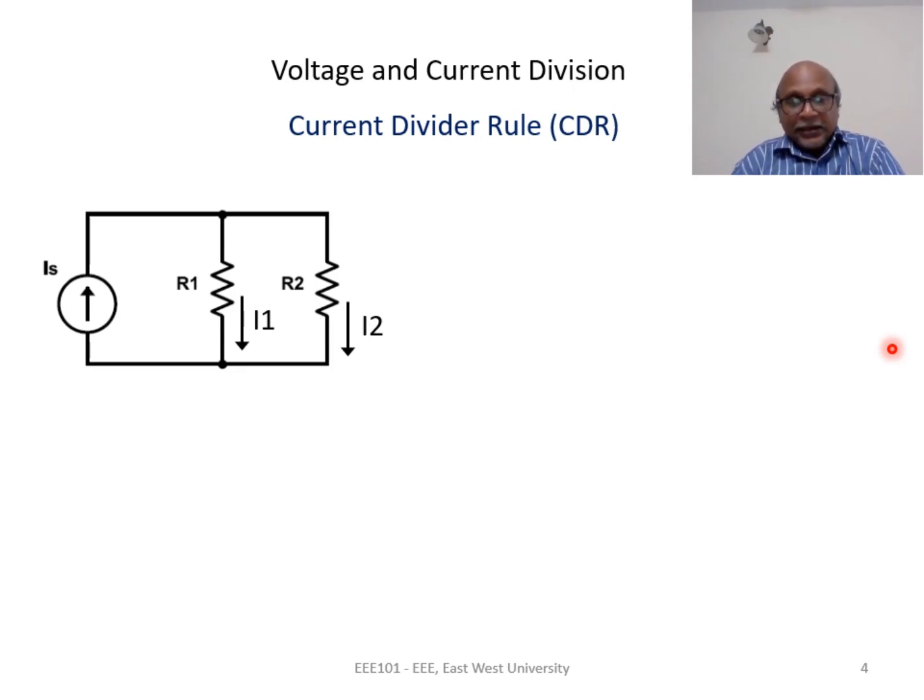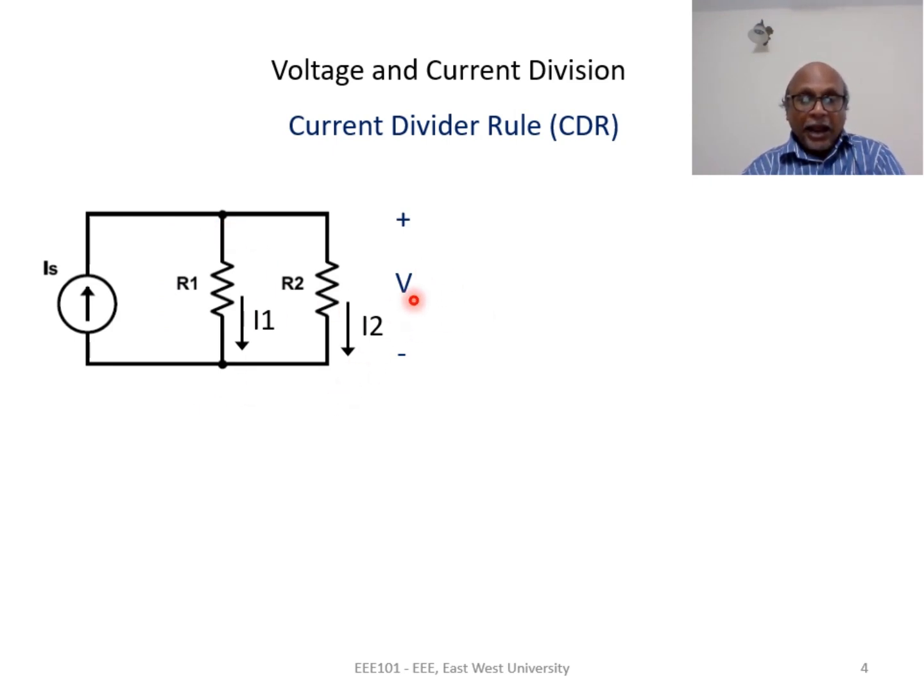The resistances are connected in parallel. We know that for parallel connection, the voltage is the same. Let's assign the voltage V across these two parallel combination. Okay, so V is the voltage across R1, V is also the voltage across R2. And we can observe that this V and I1 satisfy passive sign convention.